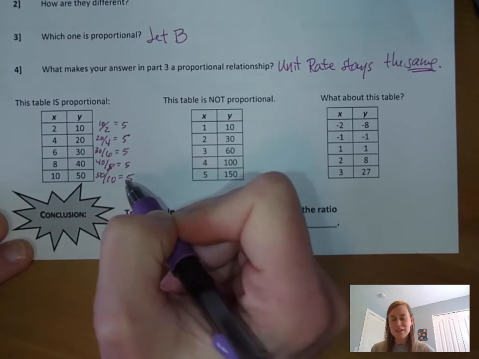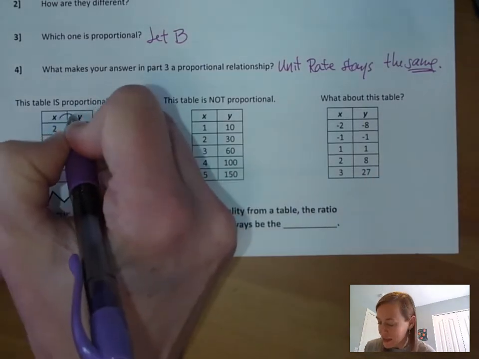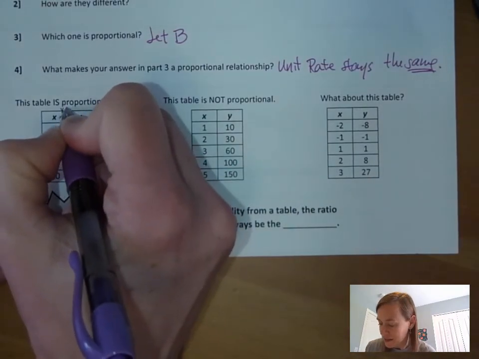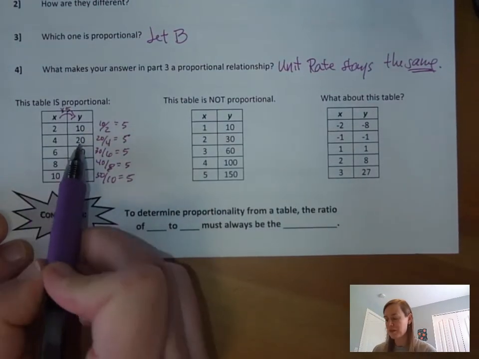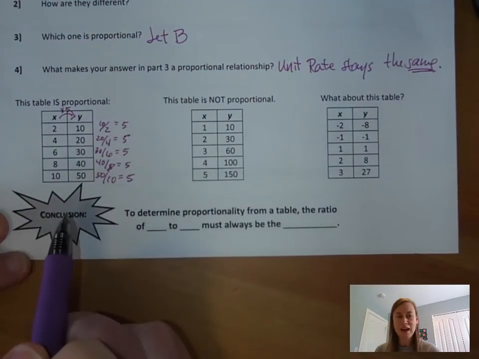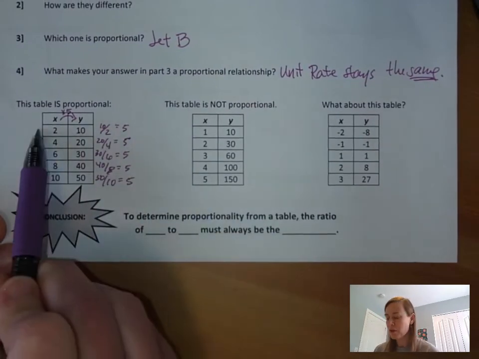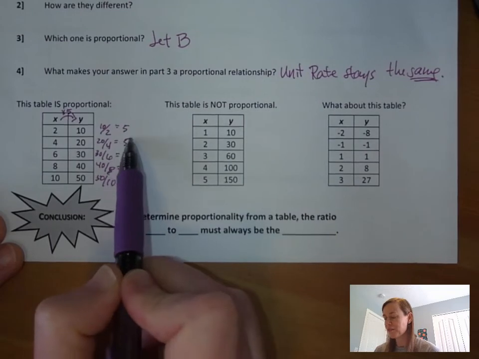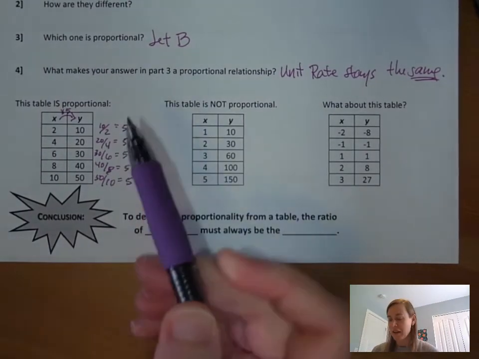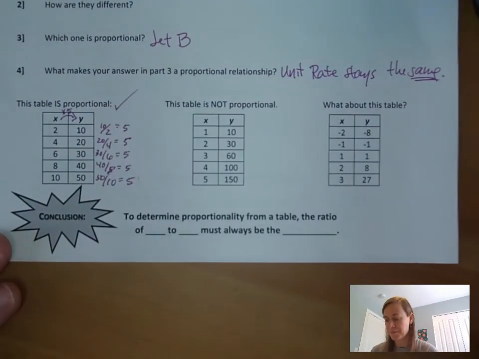And if you want to look at it a different way, you can say that the scale factor is that we're multiplying by 5 to go from the x to the y. 2 times 5 is 10, 4 times 5 is 20. You could think of it that way as well. And remember, every row in the table has to follow the rule. It has to be 5 for every single one, no exceptions allowed, in order for the table to be proportional.